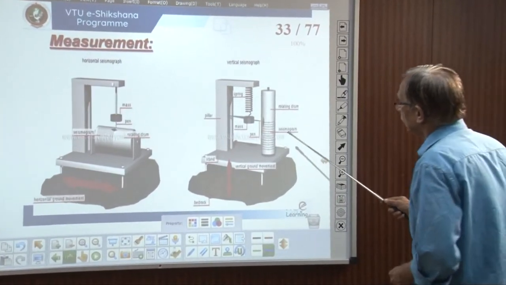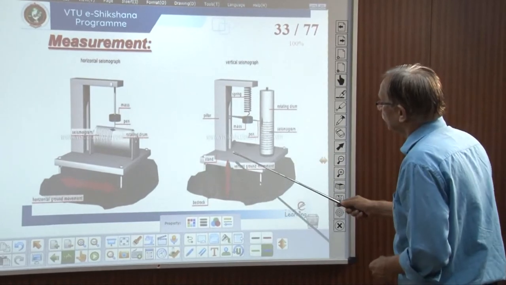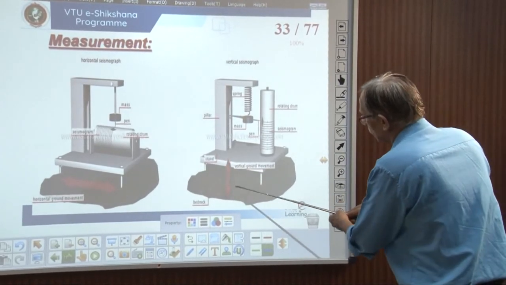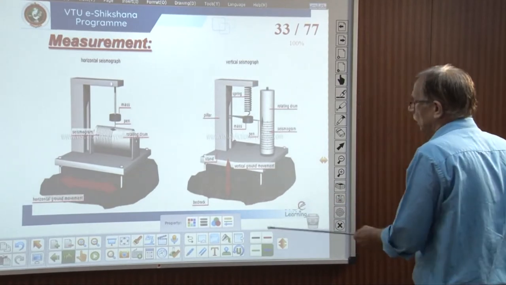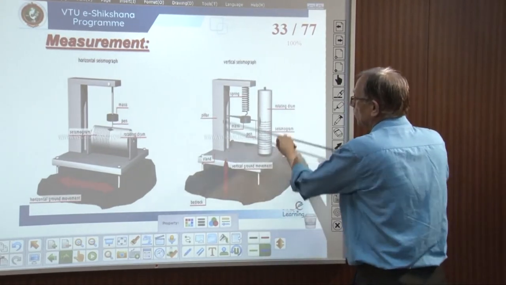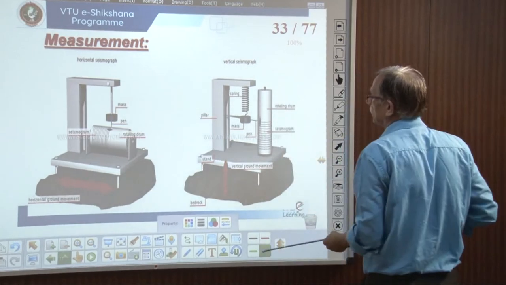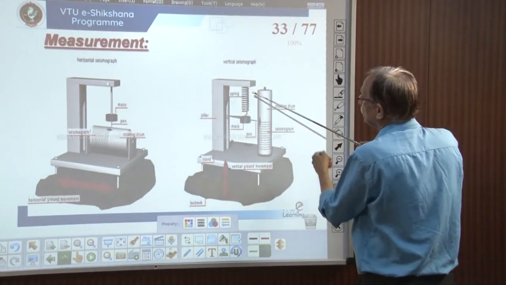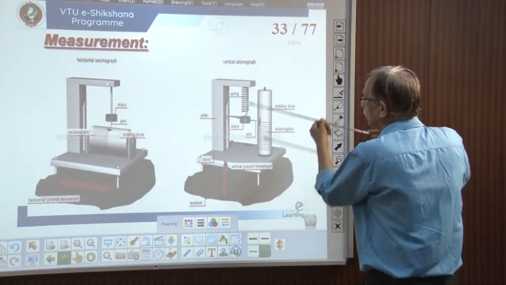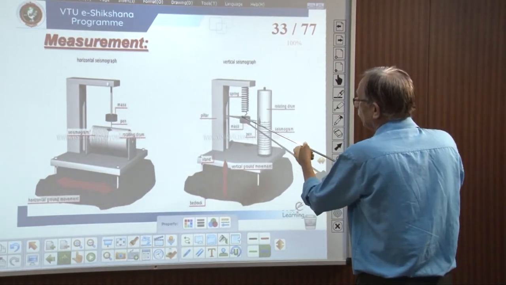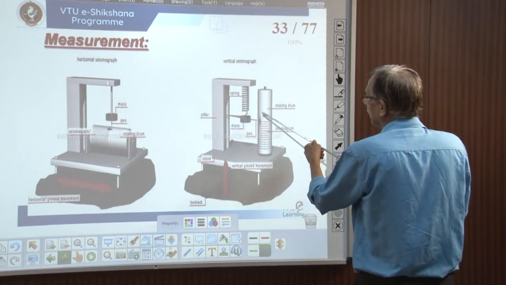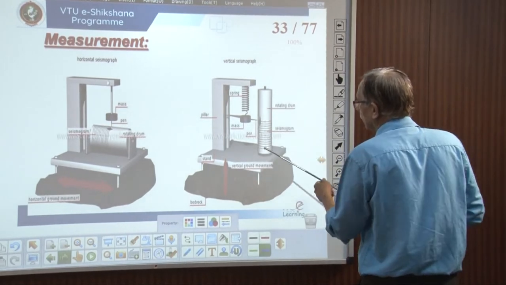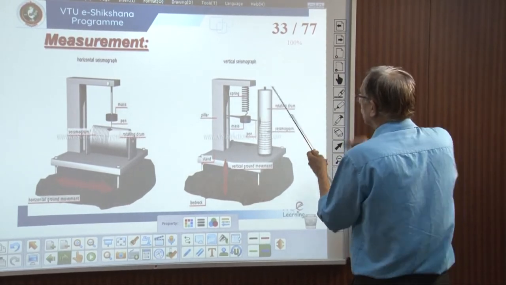For example, I have a spring. This entire unit is embedded or mounted on a rigid ground. When the ground vibrates, this entire unit vibrates. When this vibrates, this very sensitive spring vibrates. And this spring is attached with a pen. This pen is attached to a rotating drum, which is rotating.